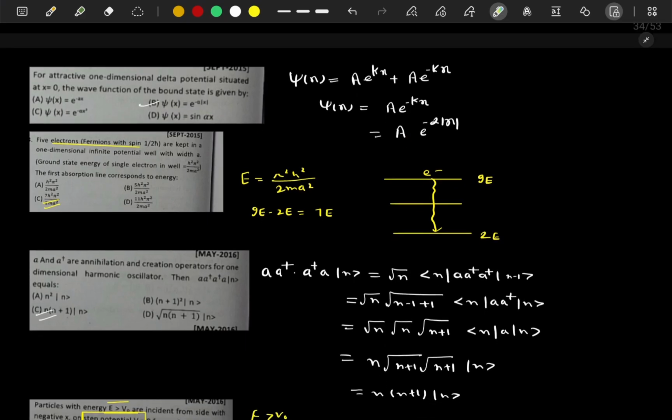Now 5 electrons, fermions with spin 1/2 ħ, are kept in a one dimensional infinite potential well of width a, and the ground state energy of a single electron is this. The first absorption line corresponds to energy, so this is given to us, energy is π²ħ² upon 2m a².